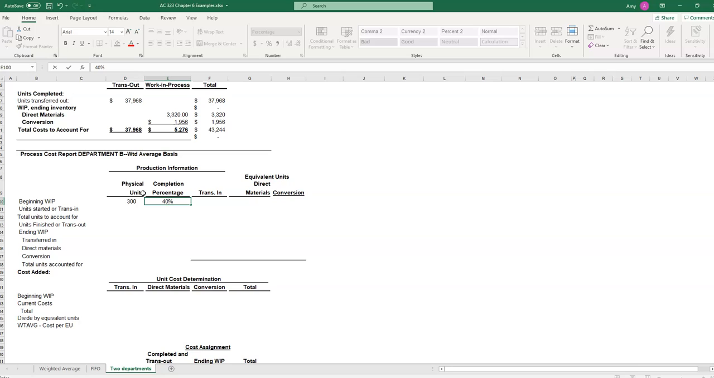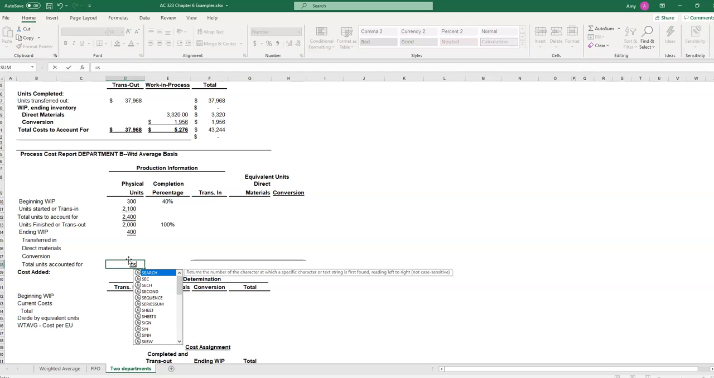that are 40% complete. We've transferred in from Department A 2,100 units, giving us the total units to account for of 2,400. It tells us that we completed 2,000 and transferred those to finished goods. So if we have to account for 2,400 units and we have 2,000 units that we transferred out, that means we have 400 left in our ending work in process. These 2,000 were 100% complete.